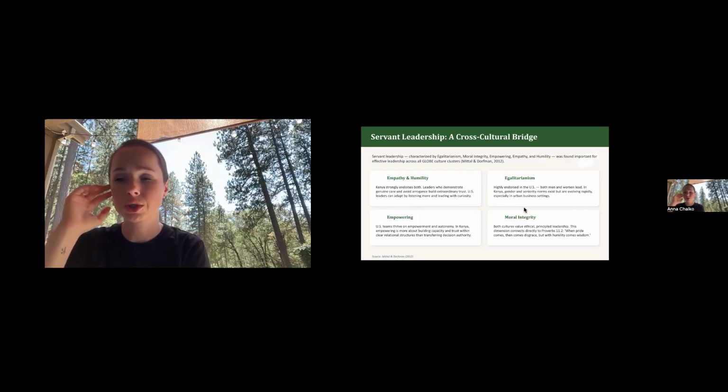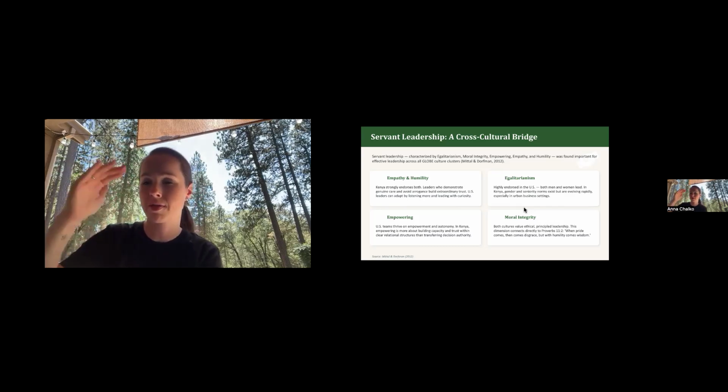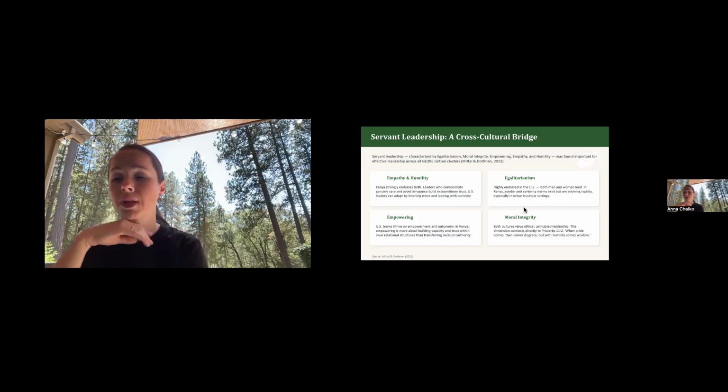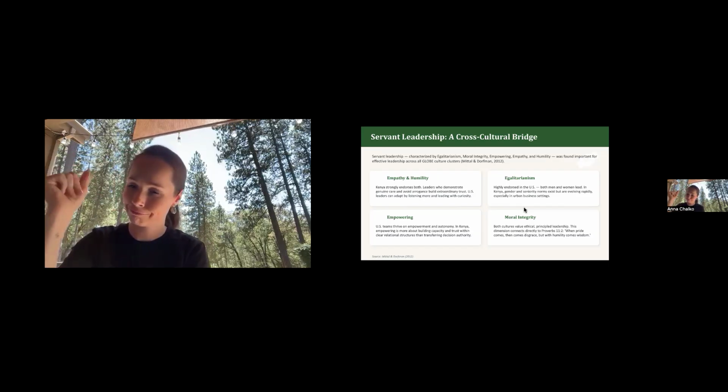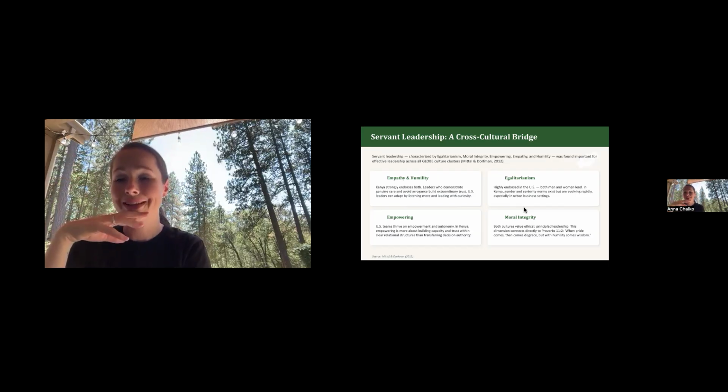culture cluster. No culture said these things don't matter, but cultures vary in how they express them and the level as well. So empathy and humility, Kenyans' humane-oriented CLT scores reflect a culture that expects leaders to genuinely feel for the people they lead. Humility is not a weakness, but the confident absence of arrogance is deeply admired. Proverbs 11:2 speaks directly here. When pride comes, then comes disgrace. I love that. But with humility comes wisdom.